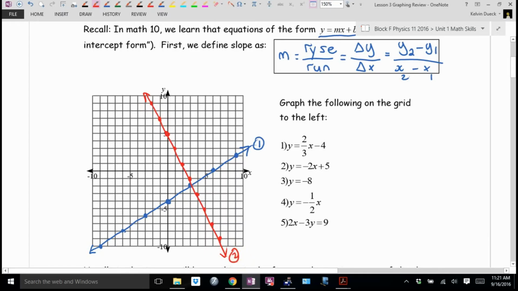That's line 2. Is that okay, Kennedy? Yep. Okay.